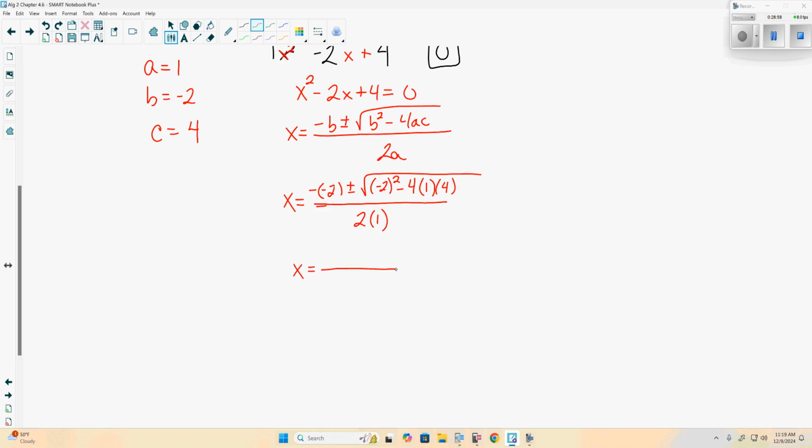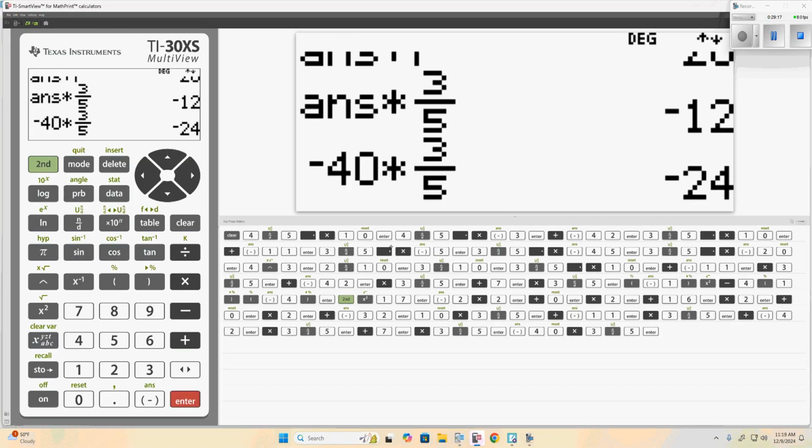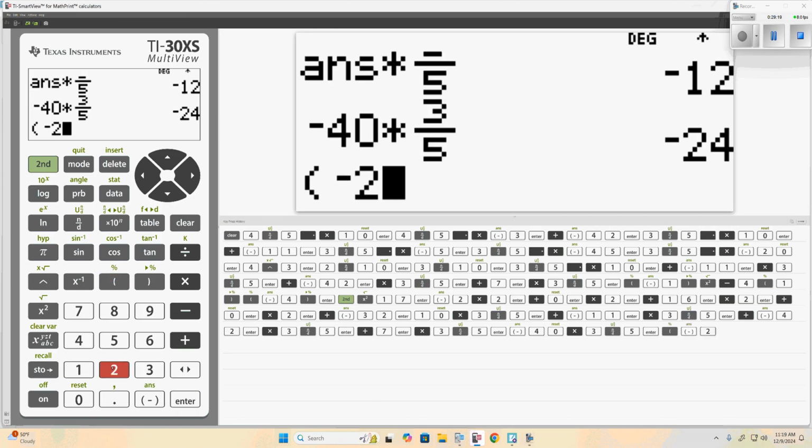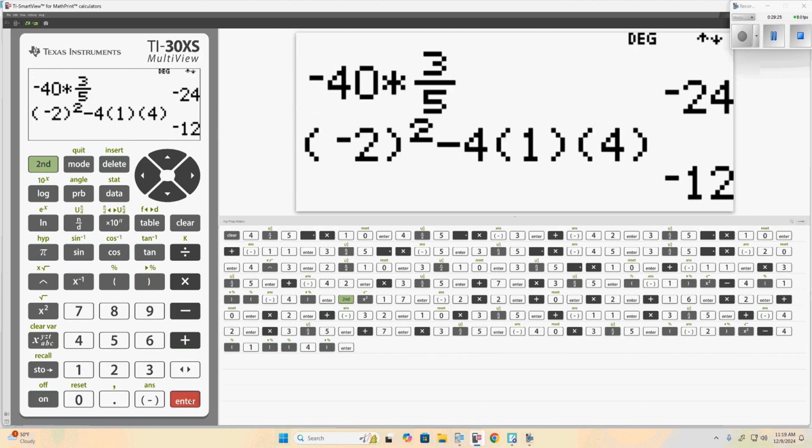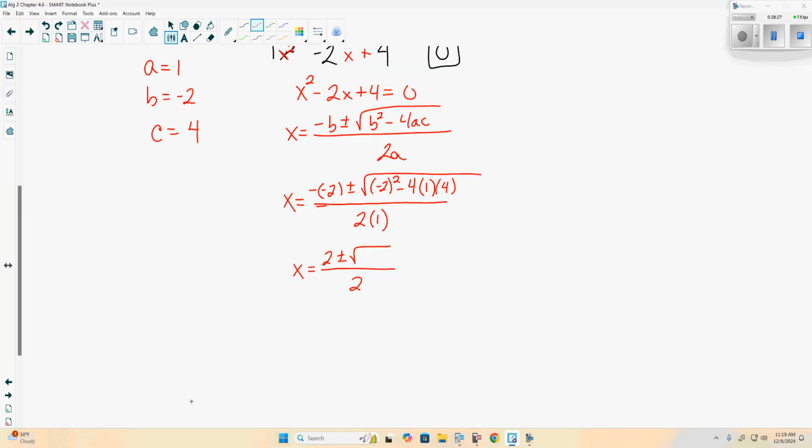Now we need to do some simplifying before we can call this one finished. Our negative 2 is going to become positive 2. On bottom, our 2 times 1 is 2. Now we can type everything inside that radical into the calculator. So negative 2 squared minus 4 times 1 times 4 is negative 12.